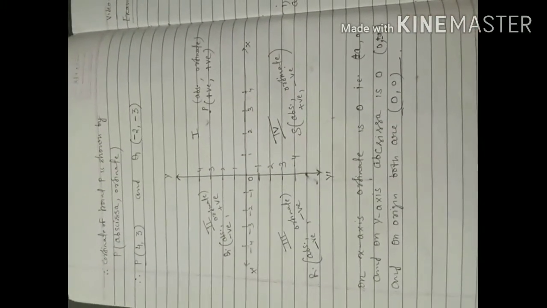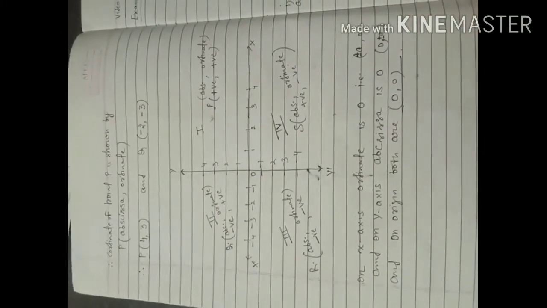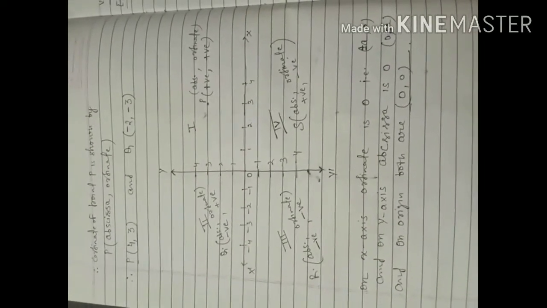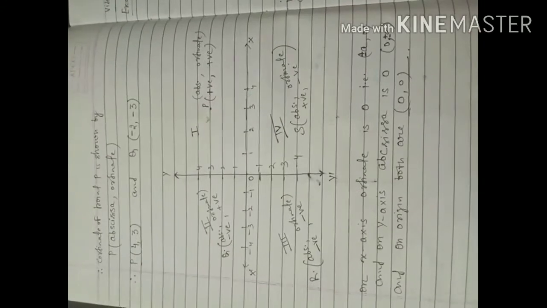This is the explanation of the coordinate axes, Cartesian plane and quadrants. In the next video we will discuss examples of coordinate geometry.